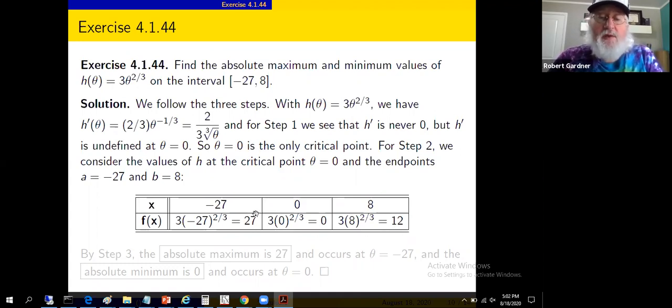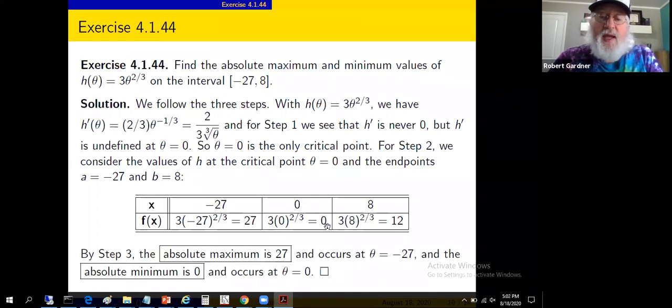The greatest, that one, is the absolute maximum. The least, that one, is the absolute minimum. Absolute maximum is 27 and occurs at theta equals negative 27. Absolute minimum is 0 and occurs at theta equals 0.